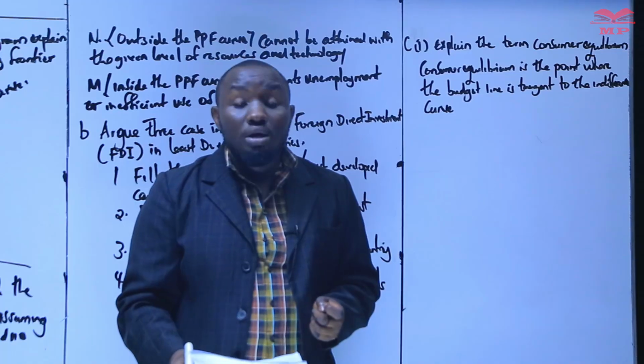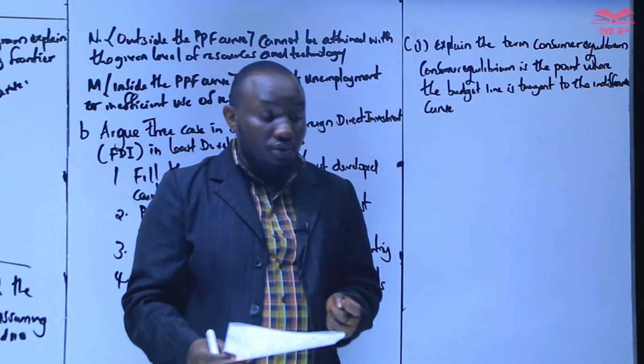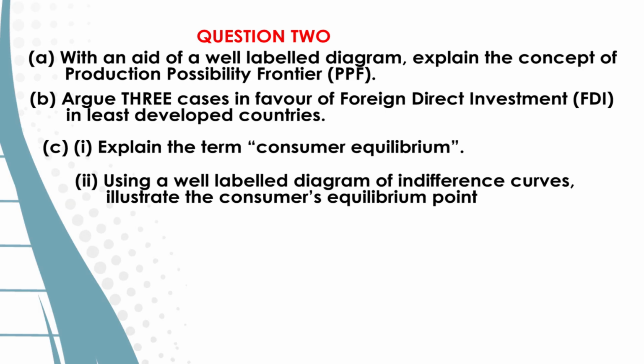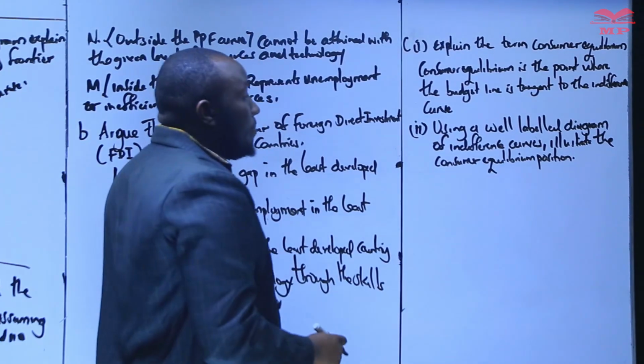We pick it again on question 2, Roman C, that is C, Roman 2: using a well-labeled diagram of indifference curves, illustrate the consumer equilibrium position.